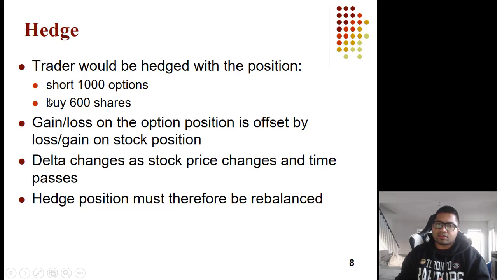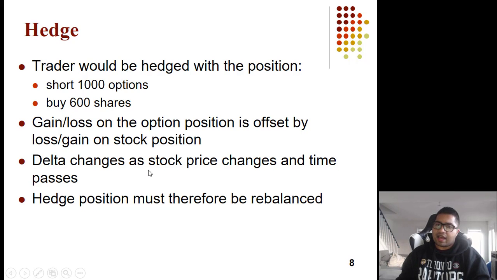How to hedge it? Go $100,000 short on call options and buy 600 shares if delta is 0.6. So delta gives you a hedge for small movement, but delta is not a good predictor for large movement. Gains or loss on option position is offset by loss or gains on stock position.